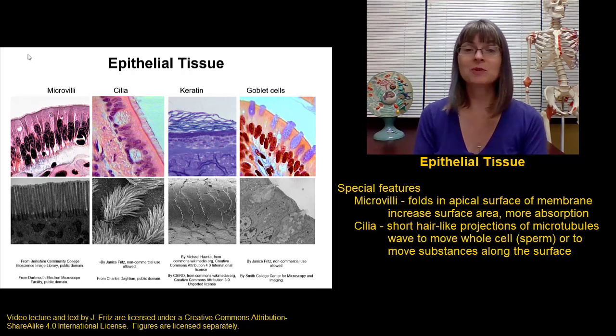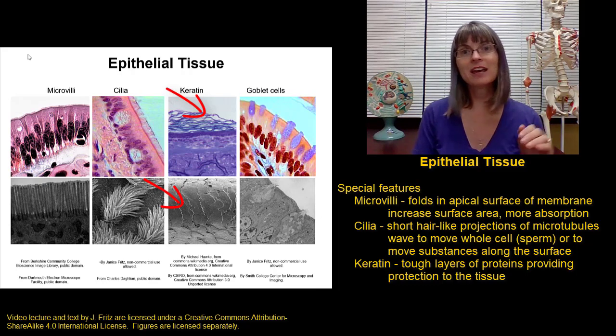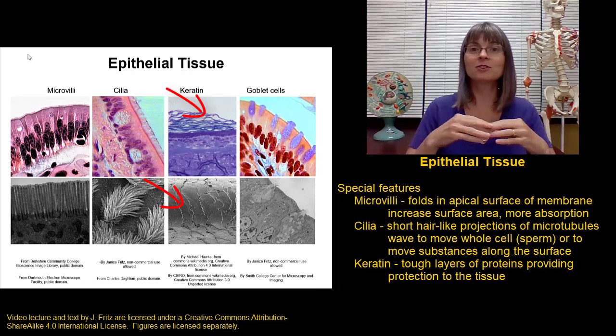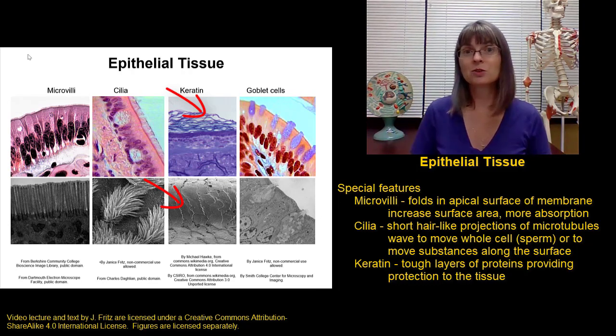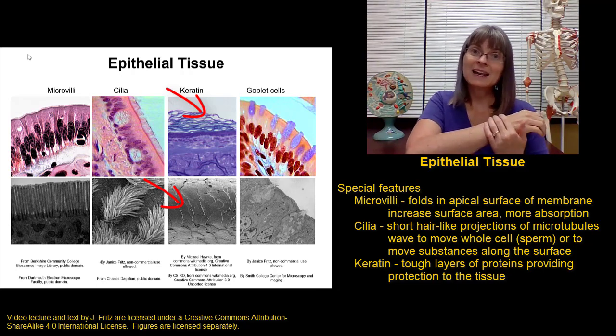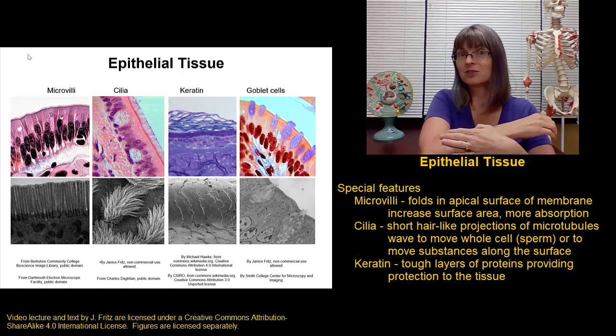Another specialization we find on the surface of some epithelial tissue is keratin. Some epithelial tissues are keratinized, meaning they have layers of keratin on them. Keratin is a tough protein, and having layers of keratin on the surface of a tissue provides an additional protective layer. The skin is keratinized epithelium. The keratin helps to protect the surface of the skin.